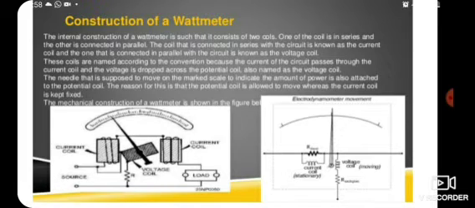See the diagram, it consists of two coils. One is the voltage coil, another one is the current coil. The series coil is called the current coil and the parallel coil is called the voltage coil, and the pointer is attached to the voltage coil and the series coil is fixed.